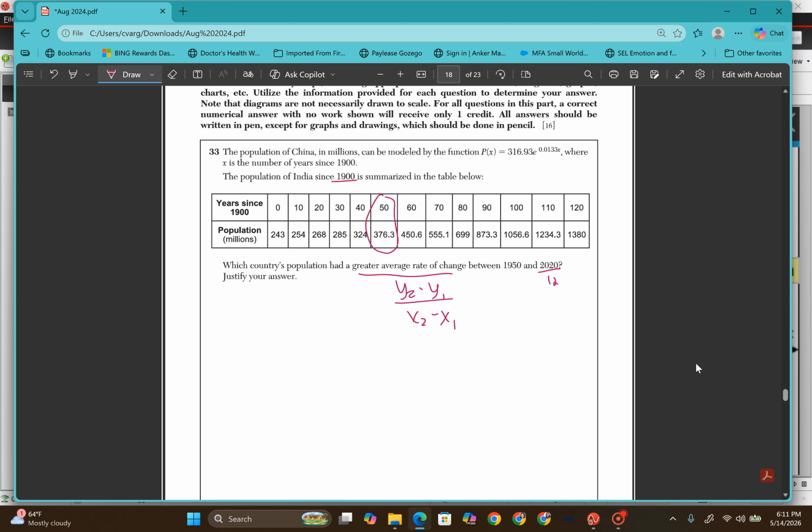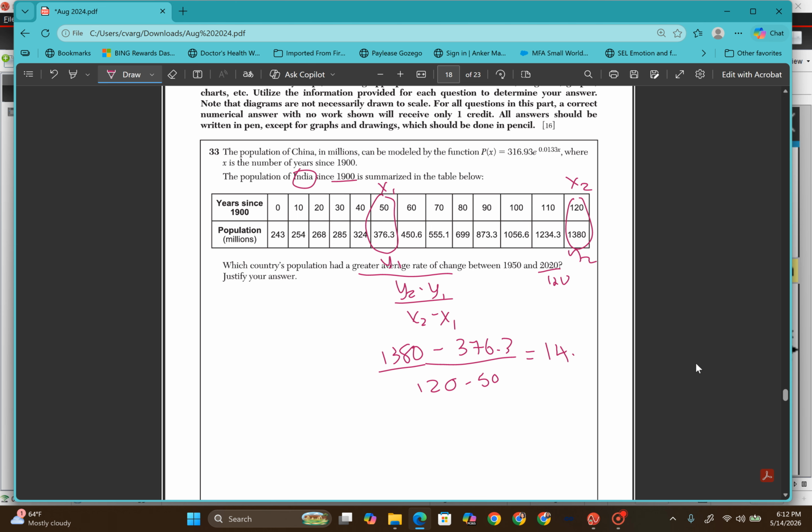So that's this one. So we are going to find our, right? Here's our x1, here's our x2, here's our y1, here's our y2. And you're just going to plug that in, right? So this is for India, the population of India. So we're going to do 1380 minus 376.3 divided by 120 minus 50. And so India is about 14.3.